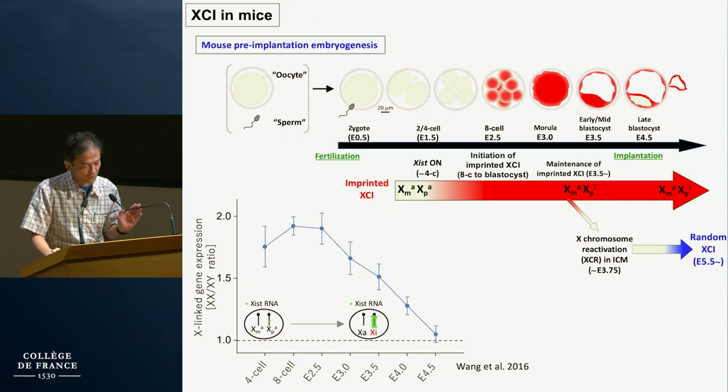As we are focusing on the in vivo status, let me briefly introduce this slide. X inactivation is imprinted in mouse embryogenesis, and the paternal X chromosome is always inactivated. This is followed by the X-linked gene expression ratio between males and females. It's just 2.0 at the start, but it goes close to 1.0 during development.